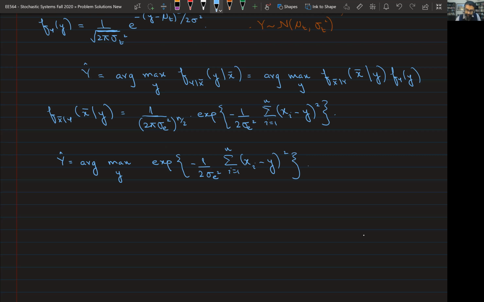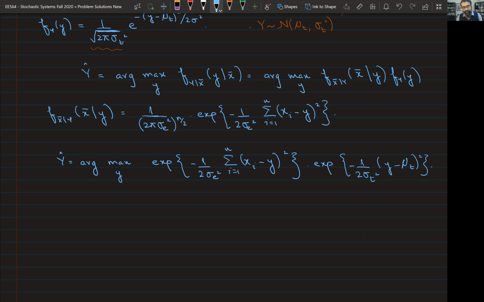and times the prior. The prior also has a constant term, which I can ignore as far as the optimization is concerned. And all I'm going to be left with is another exponential, minus 1 upon 2 sigma t squared times y minus mu t whole squared. Okay, so this is the optimization that we're working with. And if you go through the textbook, this is a concave function.